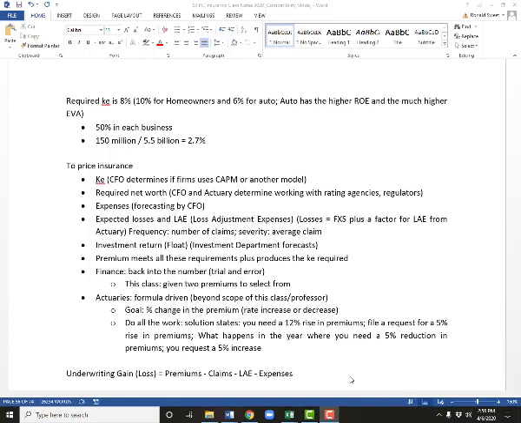Let's try some pricing now. The required return on capital will be given. So I'll give you that in the formula. We'll maybe talk a little bit more about how we got that.